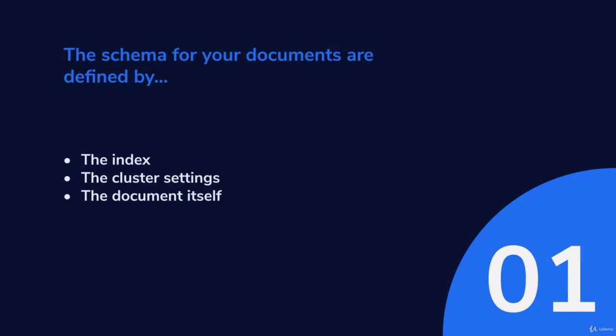First question, the schema for your documents. That is the definition of what sort of information is stored within your document. Is that defined by the index itself, the cluster settings, or the document itself? Where is the information stored as to the actual schema, the data types of the information that the document contains? The answer is the index, or technically the document type associated with the index.